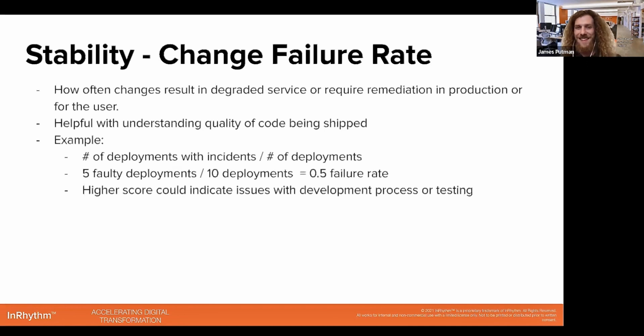So yeah, the fewer faulty deployments over the grand total of deployments, the better.